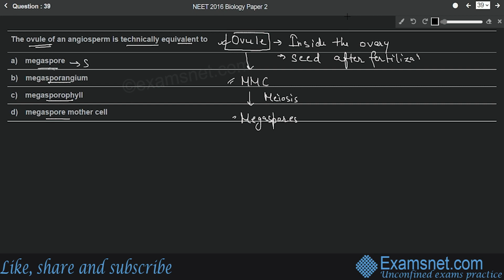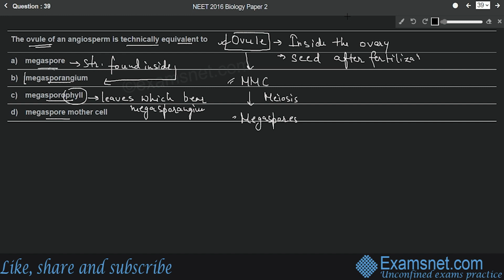So these are the structures which are found inside the structures that are known as megasporangium. Megasporangium is the structure inside which megaspores are found. Then the third one is megasporophyll. Now phyll means leaves, so these are the leaves which bear megasporangium, and then inside these megasporangium, megaspores are formed.